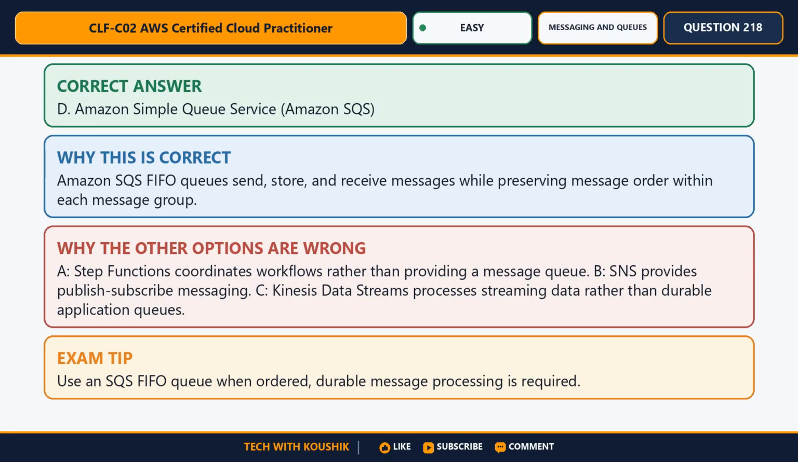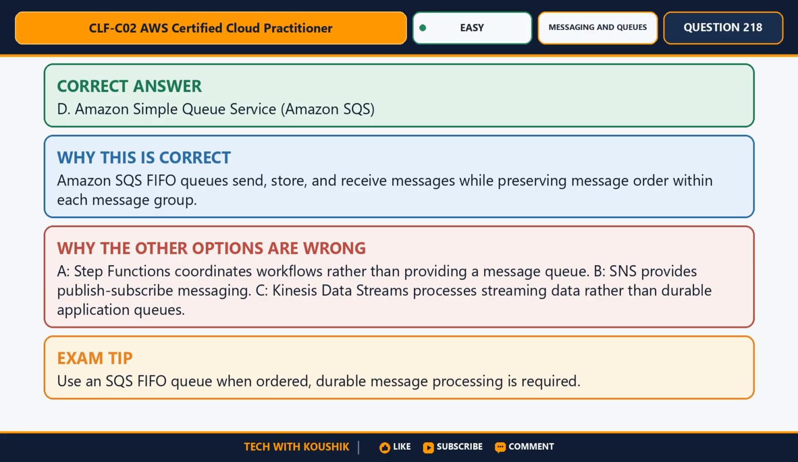The correct answer is D. Amazon Simple Queue Service, Amazon SQS. Here is why. Amazon SQS FIFO queues send, store, and receive messages while preserving message order within each message group. Why are the other options not correct?